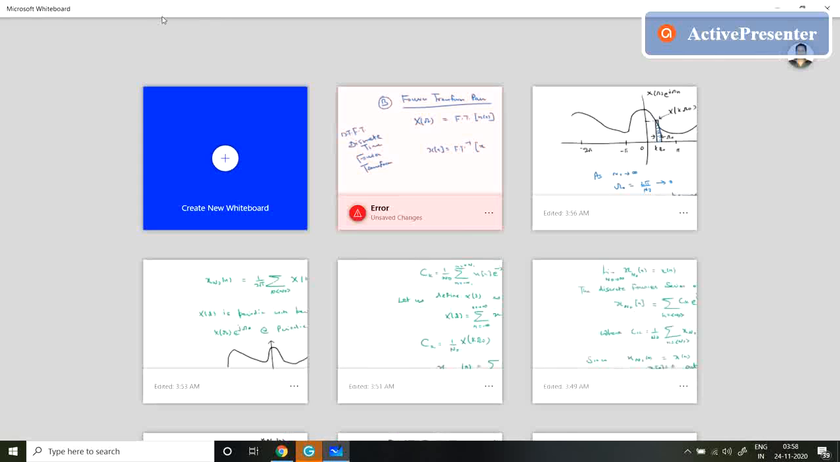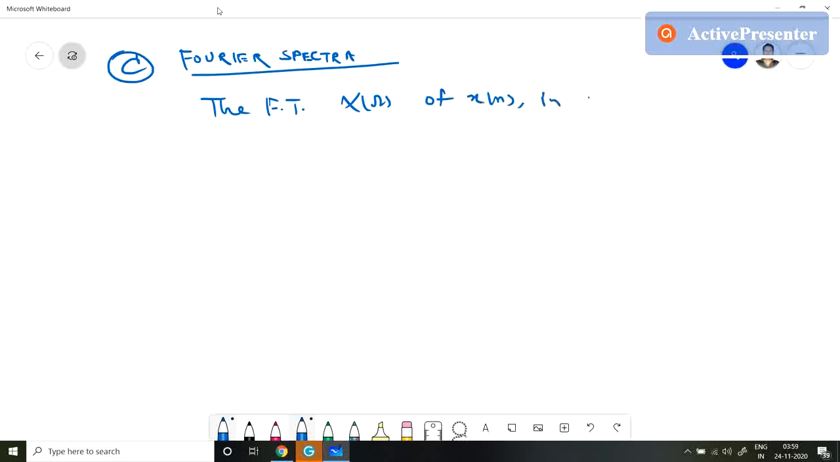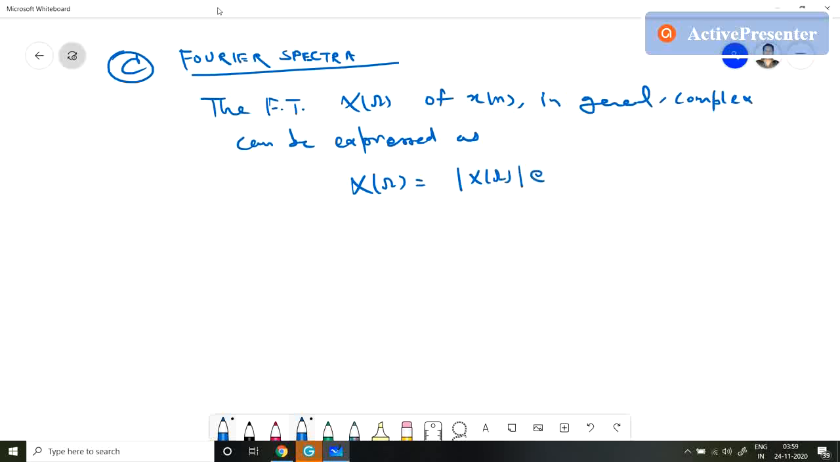Let us see the Fourier spectra. The Fourier transform X(Ω) of x[n] is in general complex, and can be expressed as X(Ω) equals modulus of X(Ω) e raised to the power jφ(Ω).